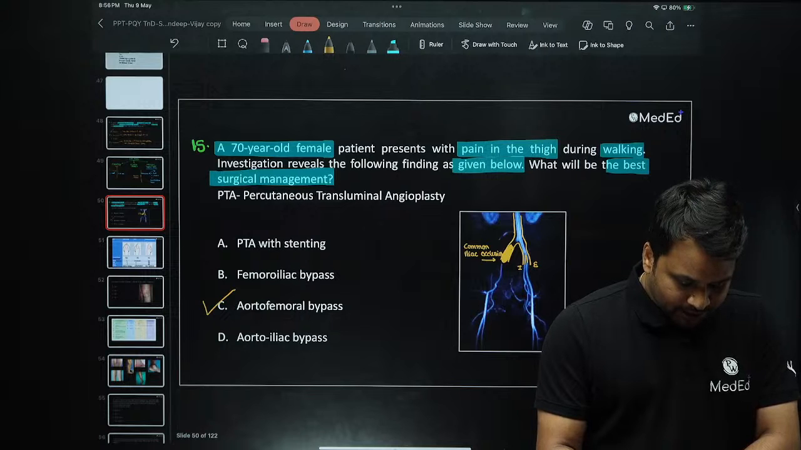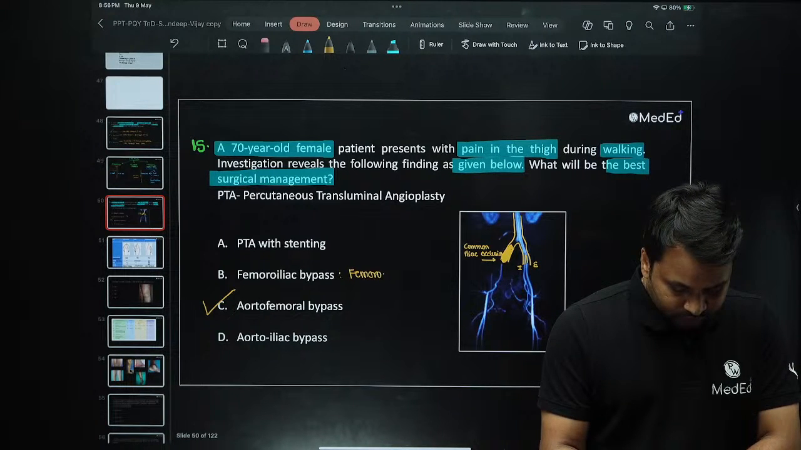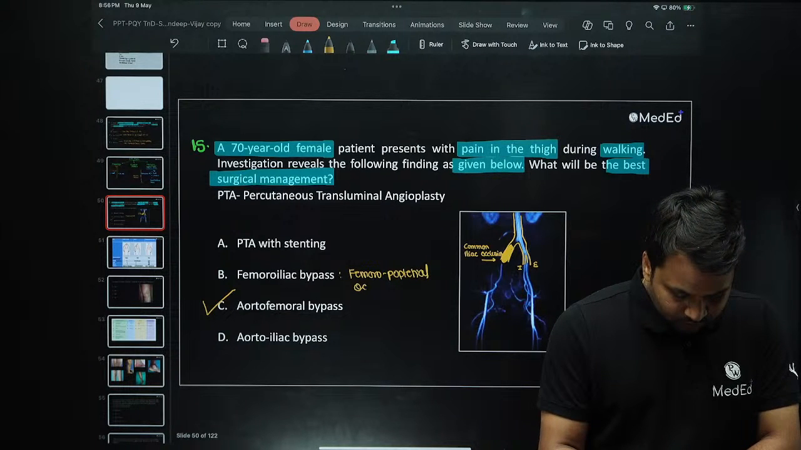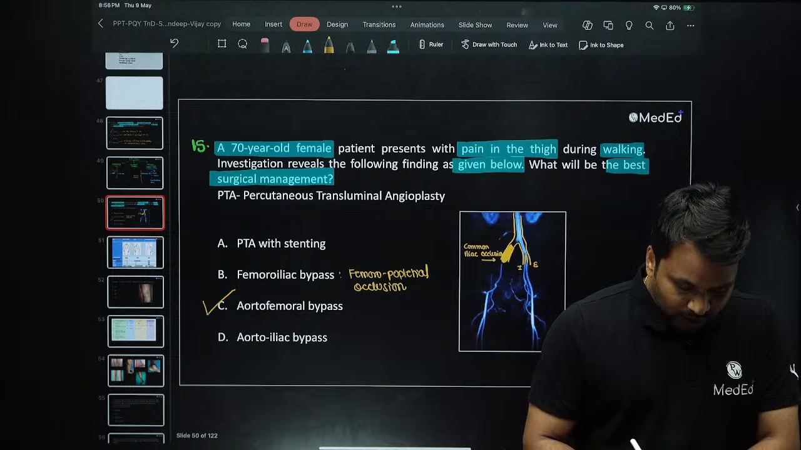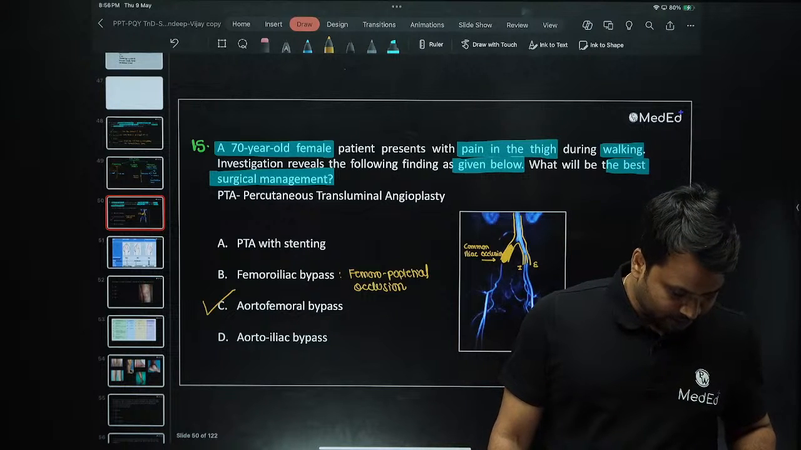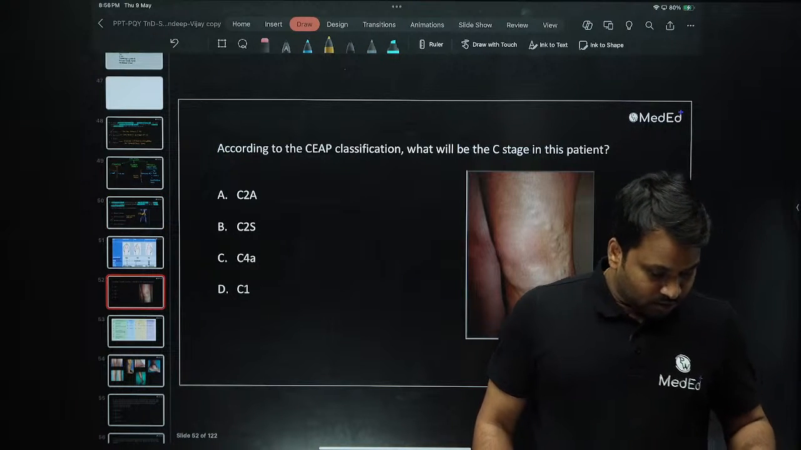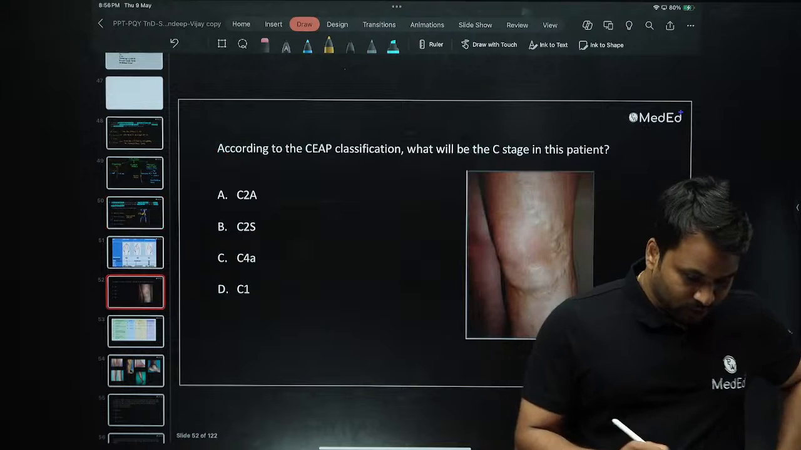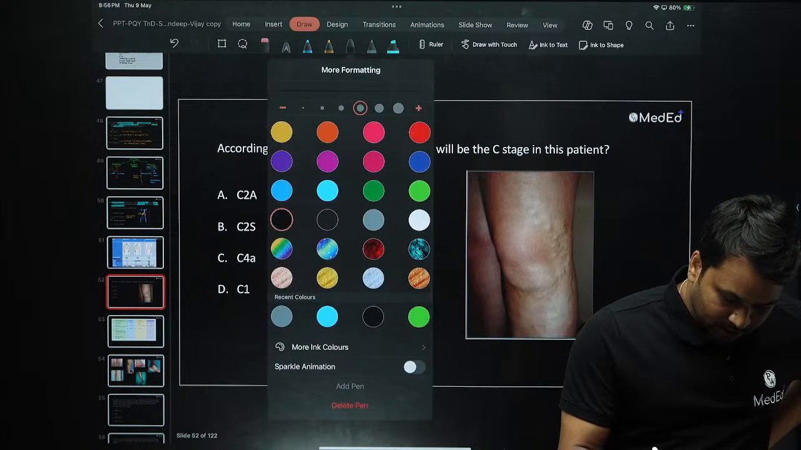Femoroiliac bypass is done if it is a femoropopliteal occlusion. If it's a femoropopliteal occlusion, iliac we don't do it. We'll do only an iliofemoral bypass. Okay. Now, this was your question number 15. Moving to question number 16.